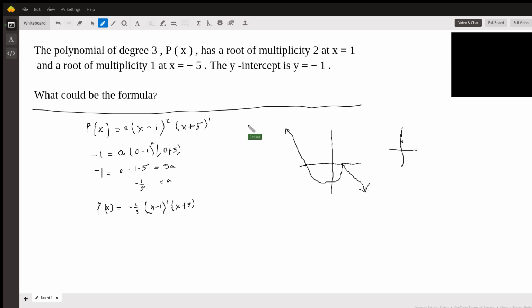Okay, so that's it for this one. You'll get good at these. You just need to do a bunch more of them.